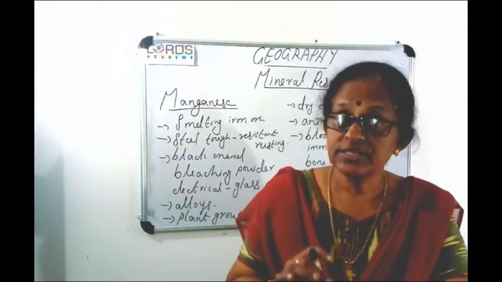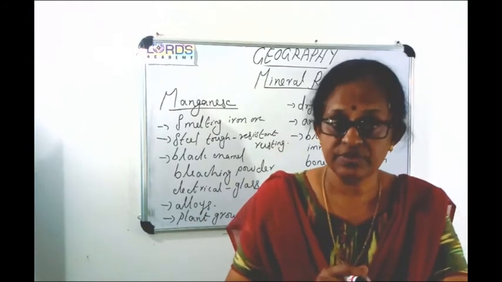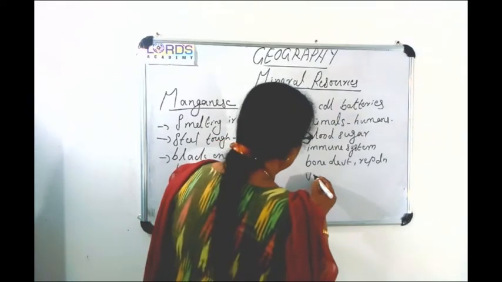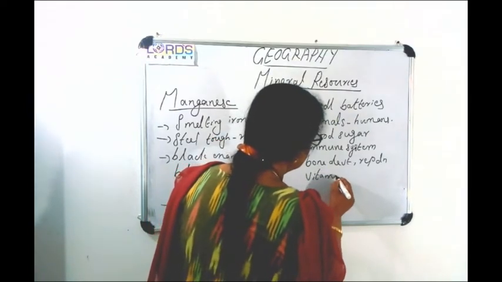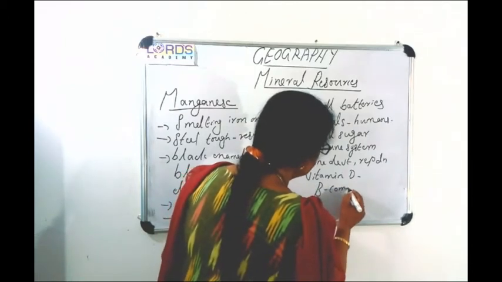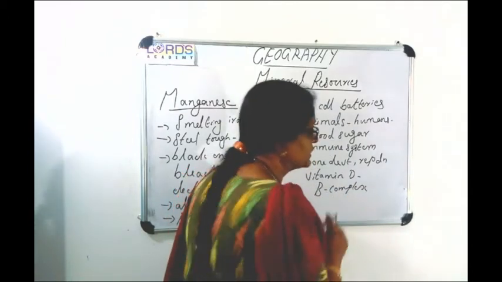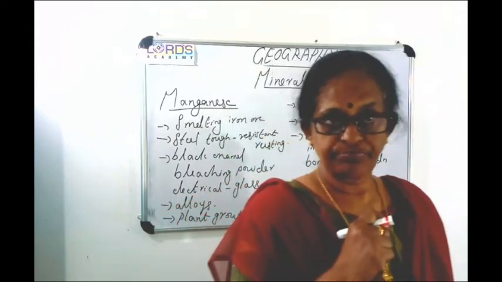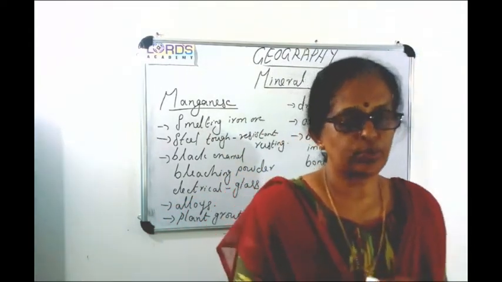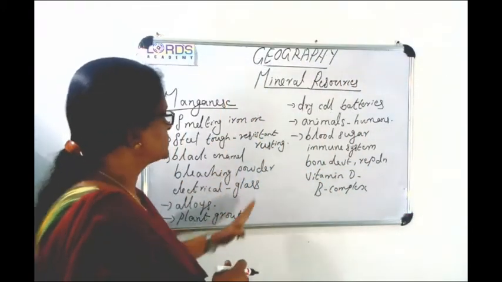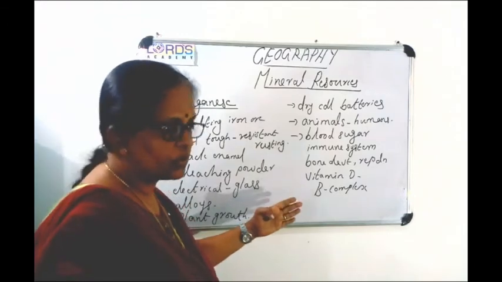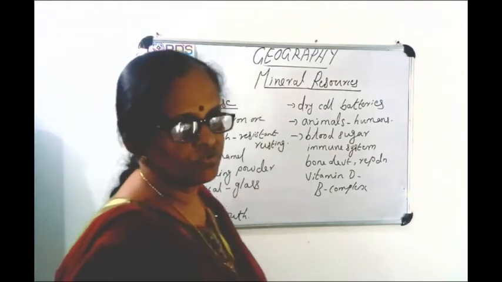And manganese is a component of various vitamins, that is vitamin D and B complex. And it is very important for the human body. B complex is very vital for the human body. These are the uses of manganese.